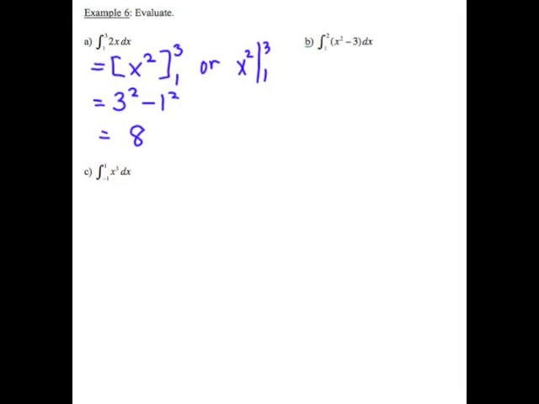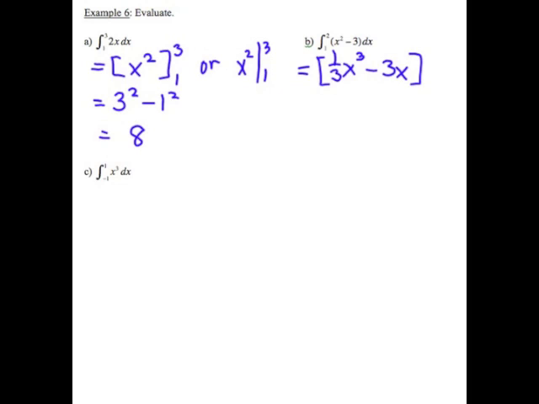Let's try another one. Part B is pretty similar. It also uses the power rule. If we think of the antiderivative of x squared, again, we're increasing the power by 1, so that would be x to the 3, and we need a 1/3 in front to cancel out that 3 if we were to take the derivative. And the antiderivative of -3 is -3x. Again, because when you take that derivative of 3x, we get 3.